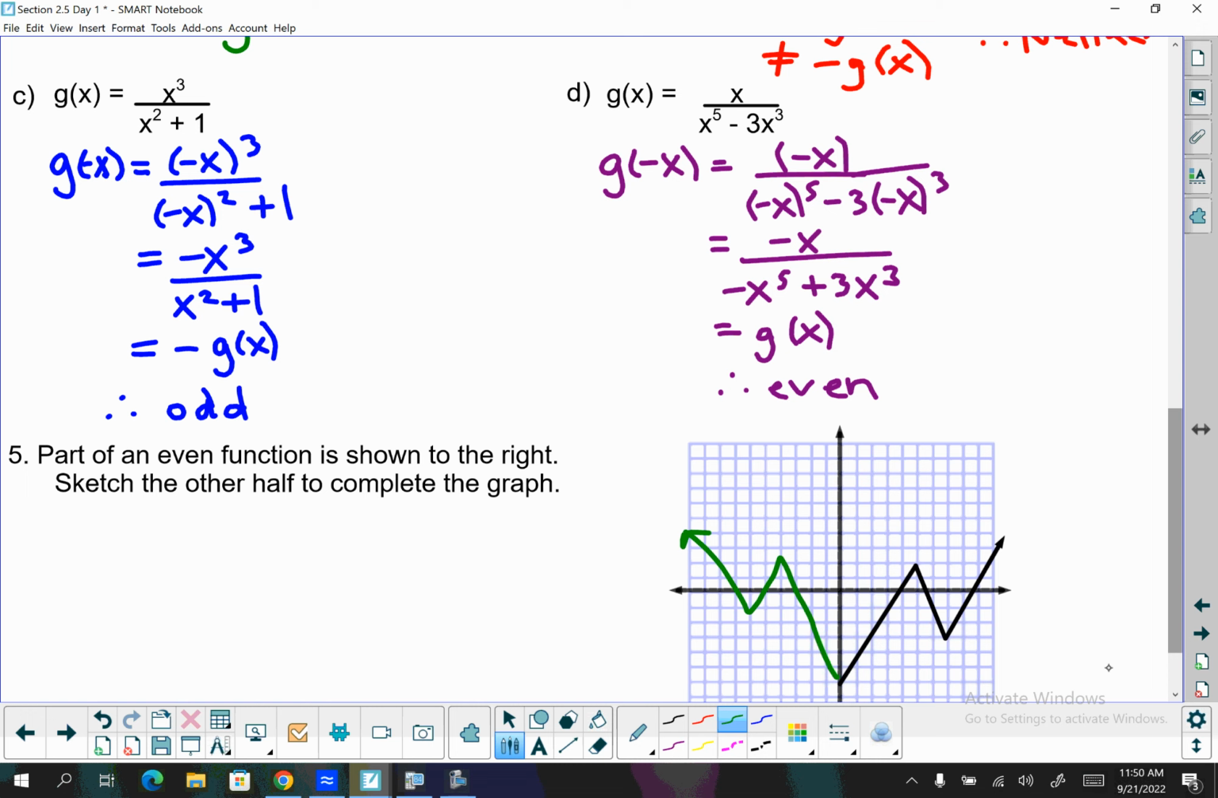1, 2, 3, 4, 5, 6, 7. We will check them together at the beginning of the period tomorrow, and then we will just wrap up this 5 lessons.